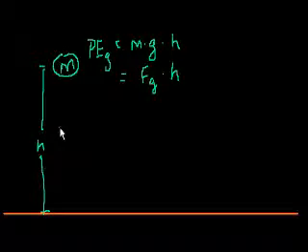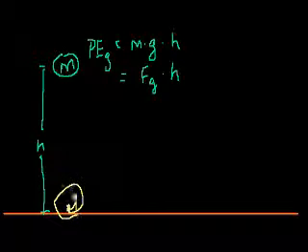Now, if we're talking about work to move something into that position, we always have to think about, well, move it from where? When we talk about gravitational potential energy, we're talking about moving it from the surface of the Earth. So how much work is required to move that same mass from a height of 0 to a height of h?